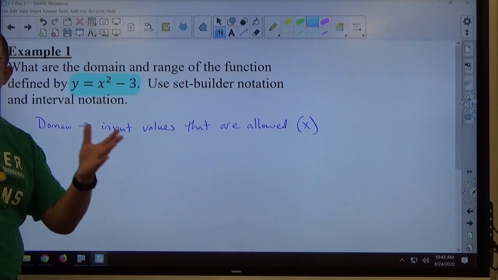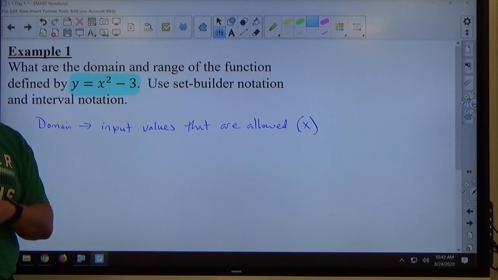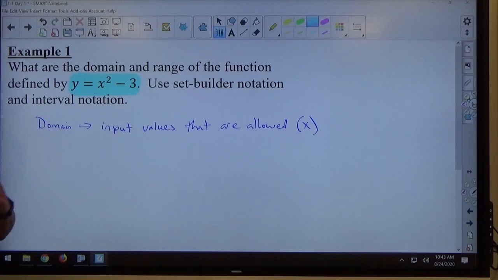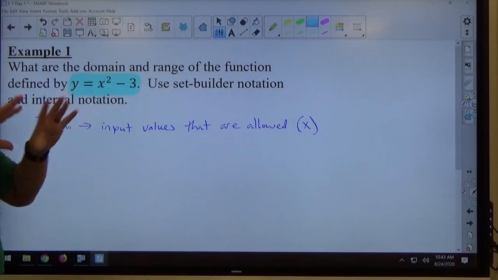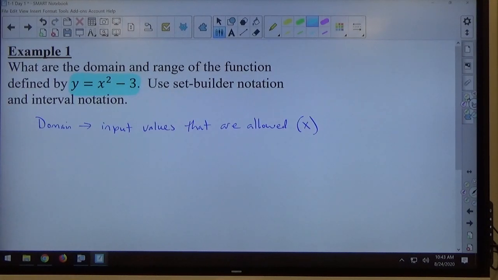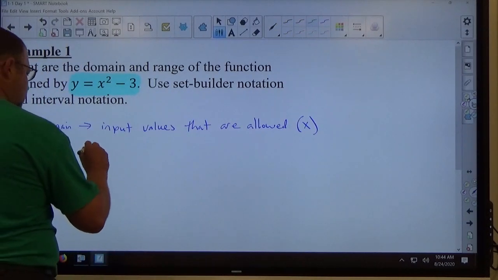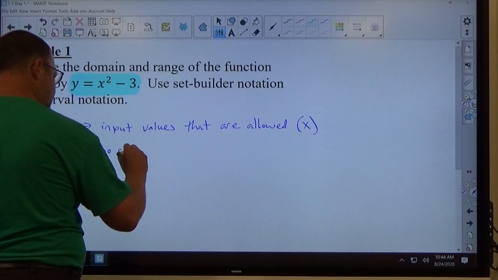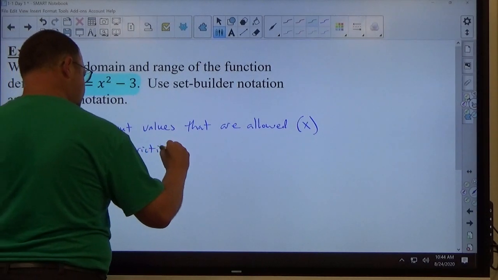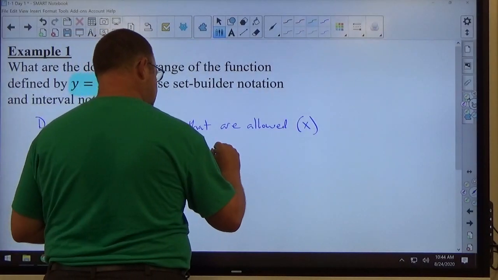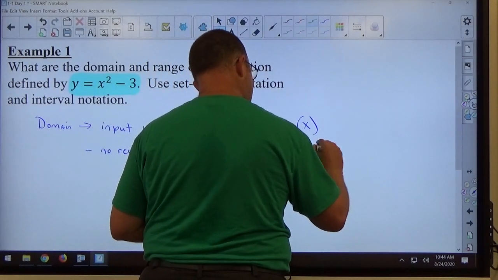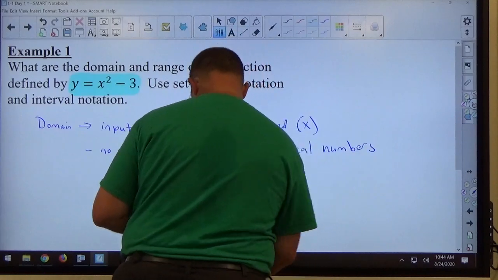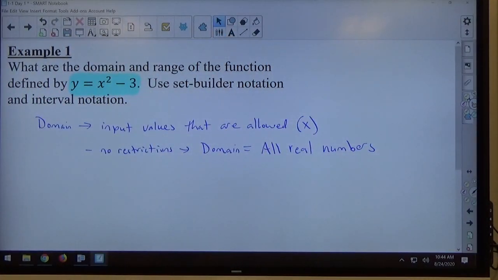So positive numbers, negative numbers, 0, 0 minus 3 is negative 3, fractions, 1/2 minus 3 is negative 2.5, decimals, 0.5 minus 3 is negative 2.5, right? So I can square anything, I can subtract anything. Okay, so I'm in a situation here where I'm allowed to do anything I want to with any numbers I want to. Okay, so when that happens, so if there's no restrictions, domain equals all real numbers. Okay. That's the domain a lot of times.